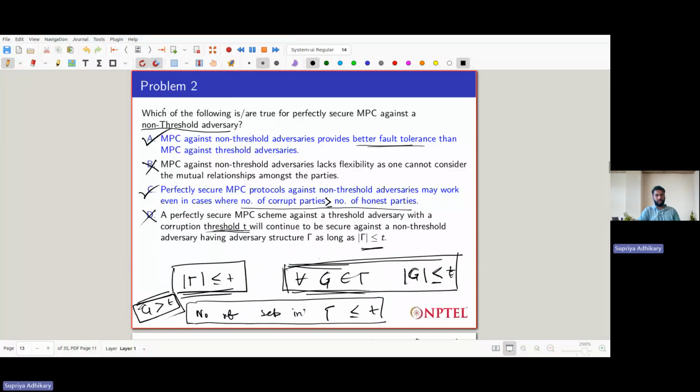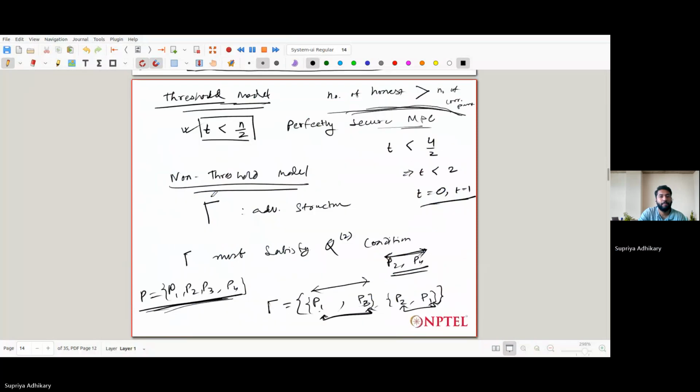And if this is actually true, that the cardinality of one of the G is greater than T, then for this perfectly secure protocol, for this threshold adversary with corruption threshold T, in the threshold model, that implicit protocol will not be secure anymore. So therefore D is not true.